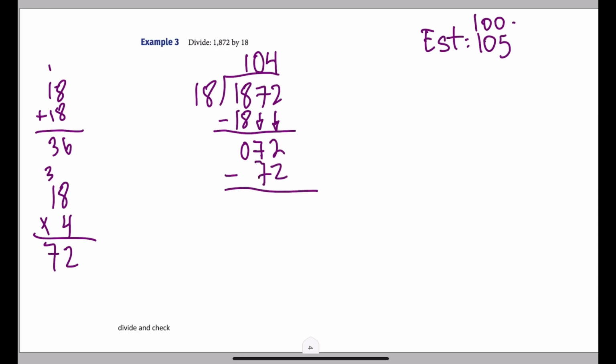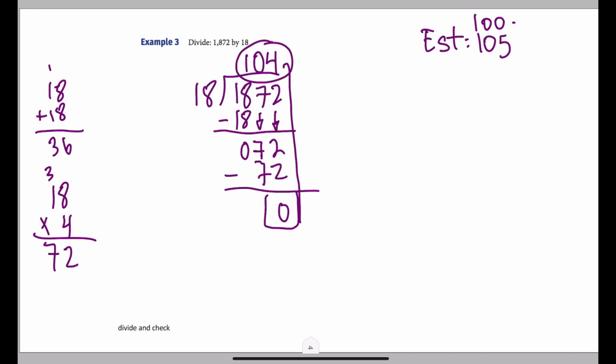I have to show this work here. 72 minus 72 is 0. So with no remainder here and nothing left to bring down in any other column and any other place value, I'm done. And my answer, my quotient, is 104. So 1,872 divided by 18 is 104.